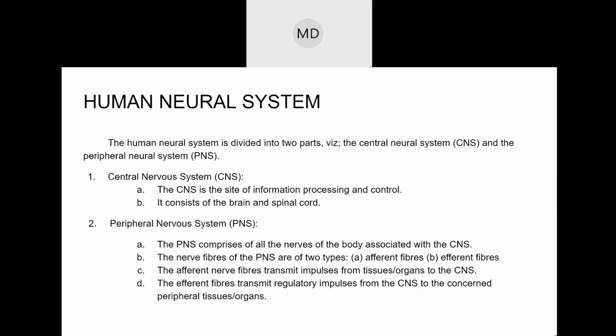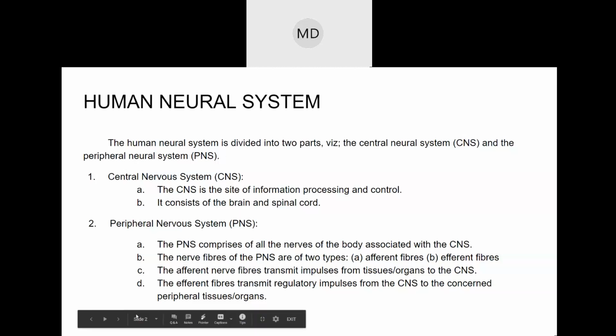Okay, so in the PNS there are two types of nerve fibers. One is afferent and one is efferent. Afferent relays signals from the tissues or the organs to the central nervous system, and the efferent relays signals from the central nervous system to the tissues and organs. Okay, it is the opposite. So I hope you understood about the CNS and PNS. These are the two parts of the human neural system or human nervous system.